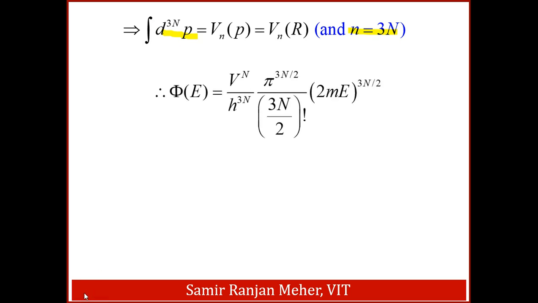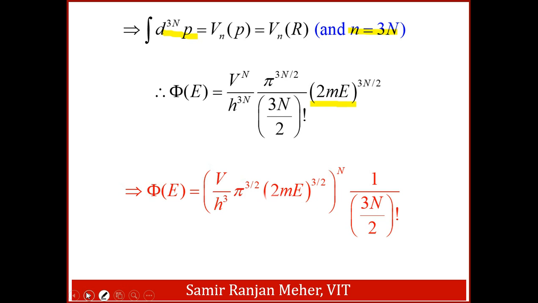So now the volume occupied can be written as V^N divided by h^{3N} into pi to the power 3N by 2, because you are replacing small n with 3N, divided by (3N by 2) factorial into (2mE) to the power 3N by 2, where R is equal to root of 2mE. So we can simplify it to the given expression. So the power N has been taken out.